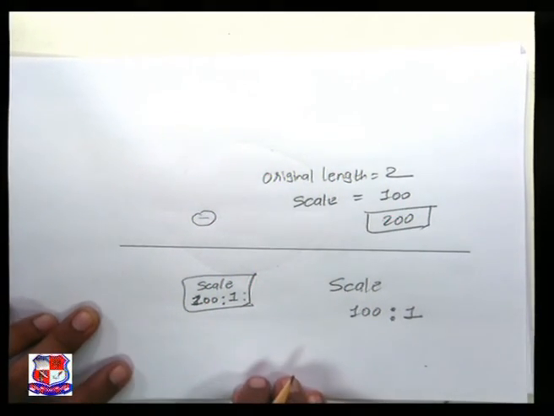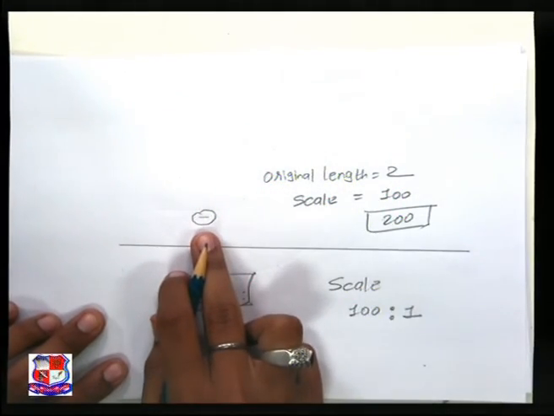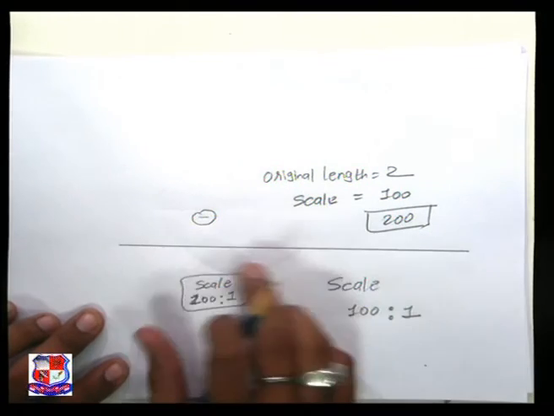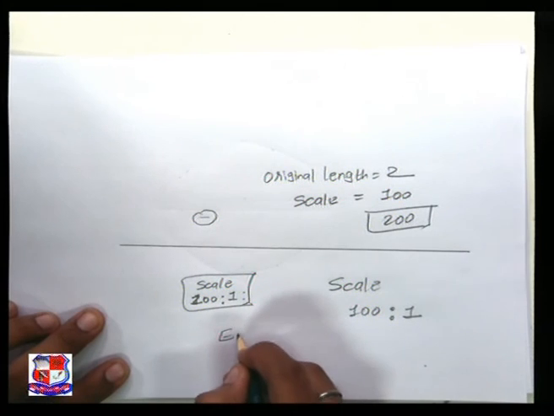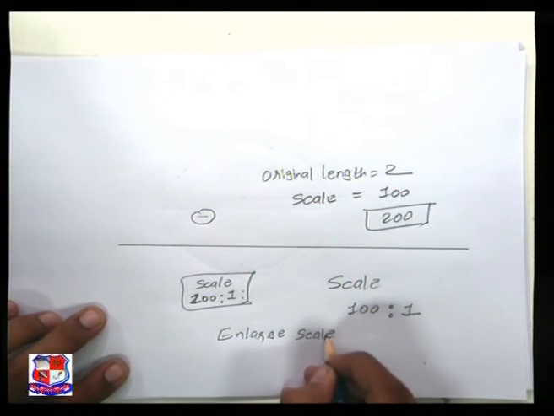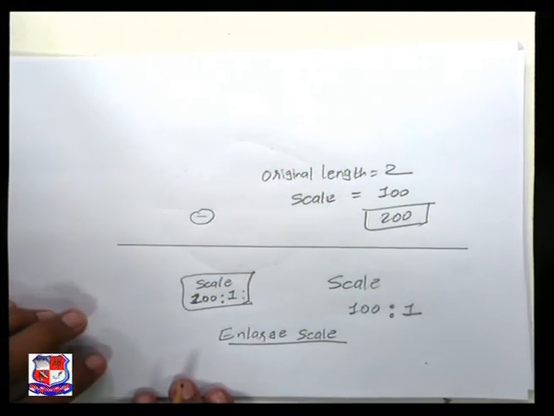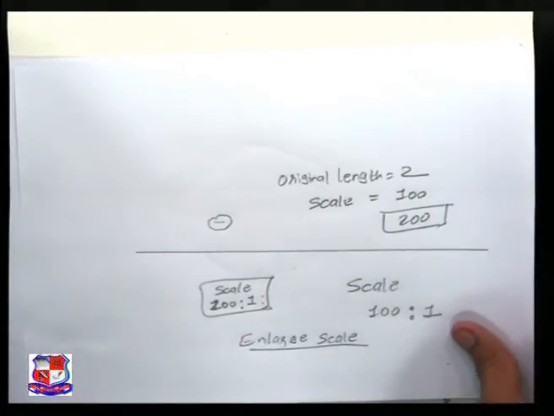So what I have done is enlarge a smaller part. I have enlarged the smaller part 100 times. These kinds of scales are called enlarged scales. There is another kind of scale, that is the reduced scale. Now I have this much paper area.